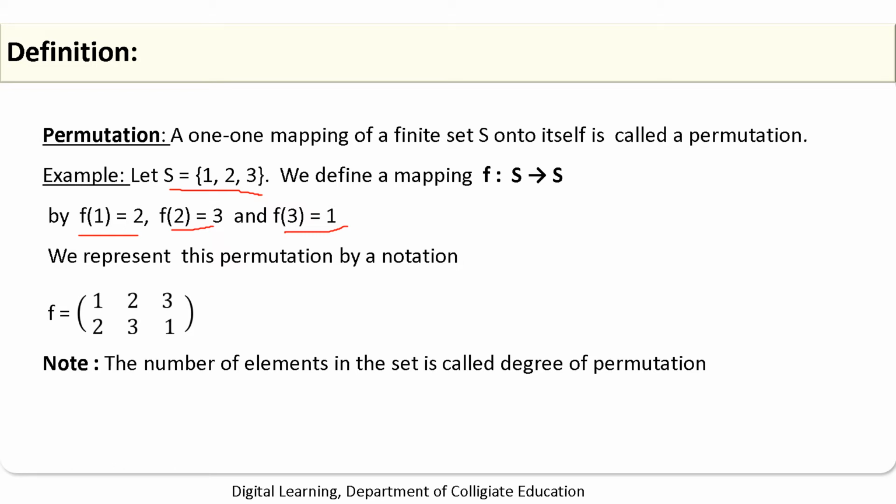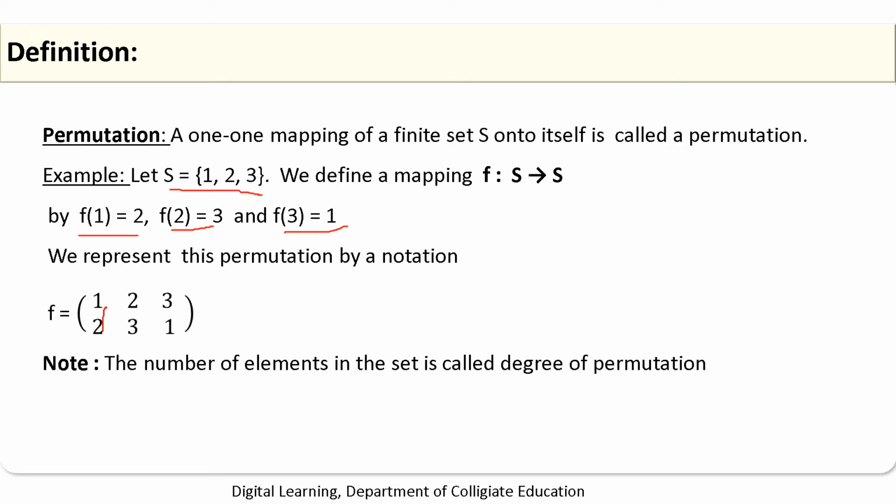I can represent this mapping in the form of a matrix as below. That is, in the first row of the matrix, we write the elements of S as they are, 1, 2, 3. In the second row, we write their images according to the mapping which we have defined above. So here 1 is mapped onto 2. We have written like this.